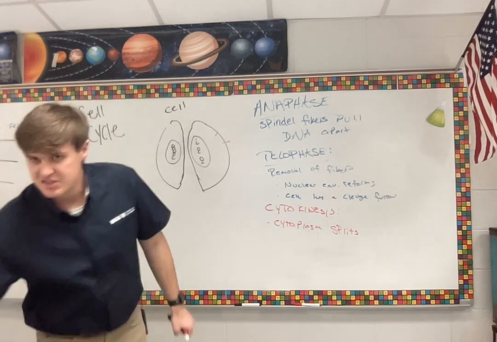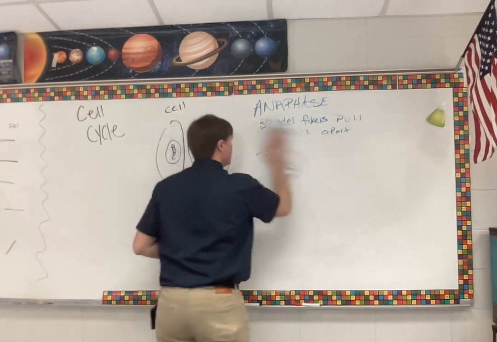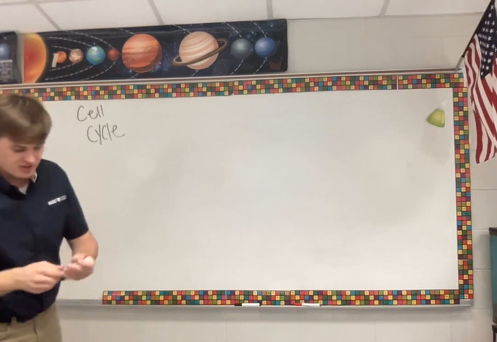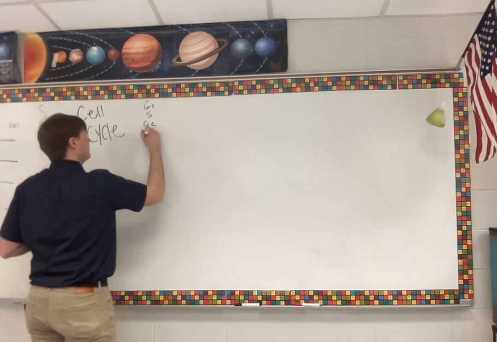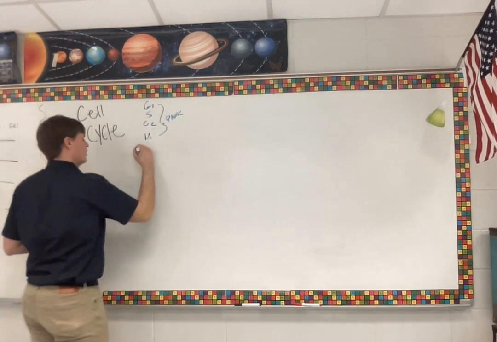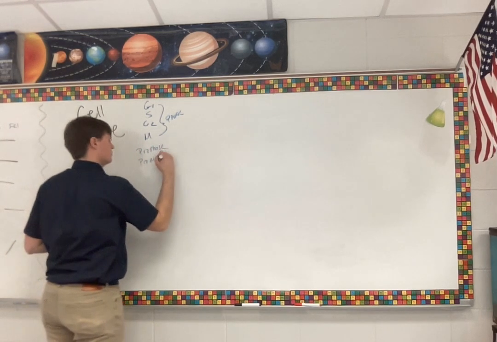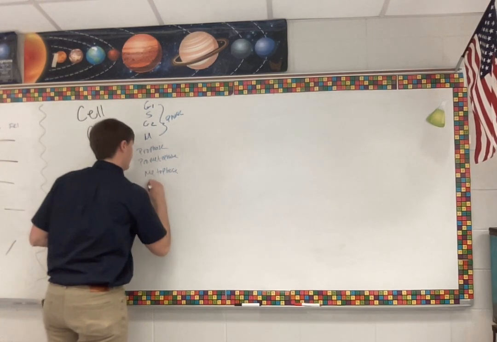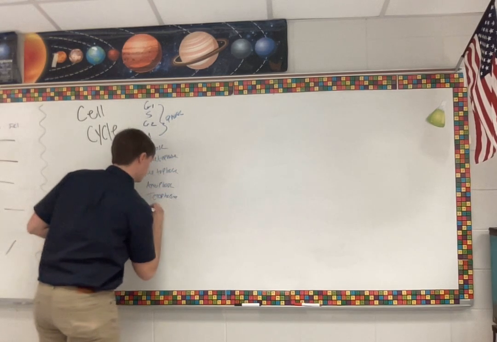So throughout this process, checkpoints are created to ensure that nothing goes wrong when the cell splits. So I'm going to write down the different things that we've already talked about. We've talked about G1, S, G2, M. These are all the phases. Then we've talked about prophase, prometaphase, metaphase, anaphase, telophase, and cytokinesis.